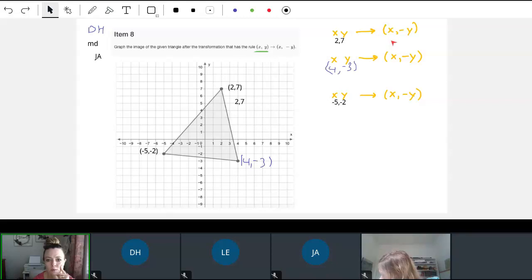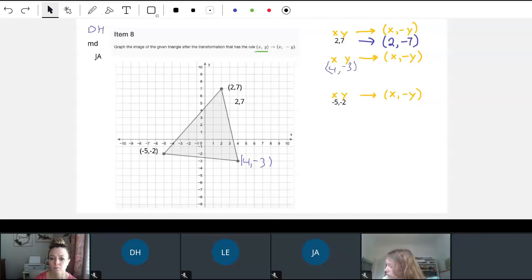So this first point, if I apply my change, is going to be 2, comma, and then it says to take your Y value. My Y value over here was 7. It's saying to keep it in the second spot, but we're going to make it the opposite sign. So it was a 7. Now I'm going to make it a negative 7. And that's where it's going to end up after I apply my transformation.